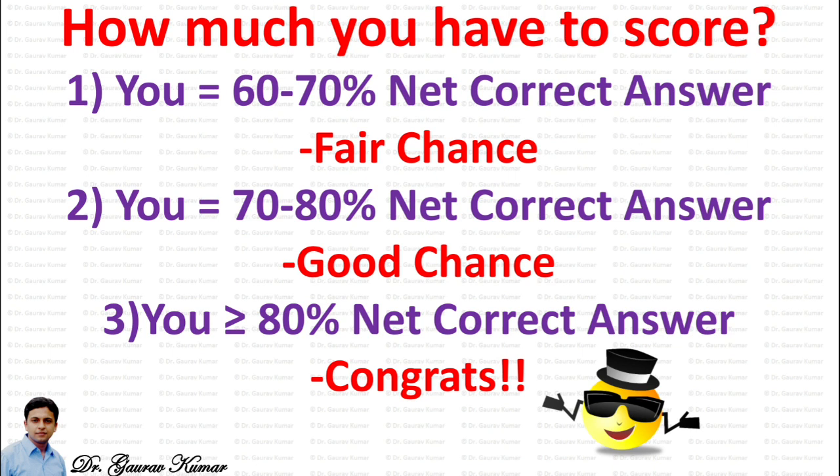So if your net correct answers, that means your correct answers minus your negative marking, come to around 60 to 70% of the total questions, then you have a fair chance. If it goes to 70 to 80%, then a very good chance. And if it is greater than or equal to 80%, then nobody will stop you from getting a seat in the Delhi University MSc Botany course. Yes, you will be congratulated by all your family members, friends and relatives.